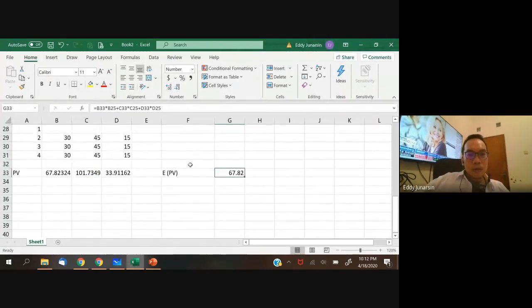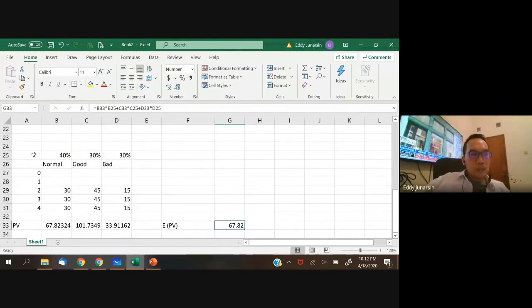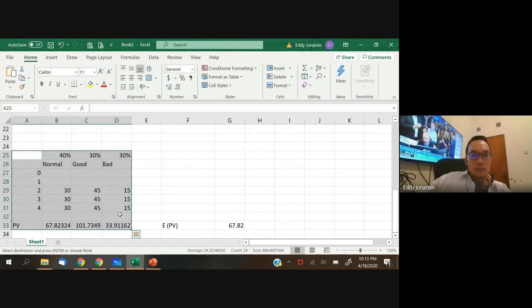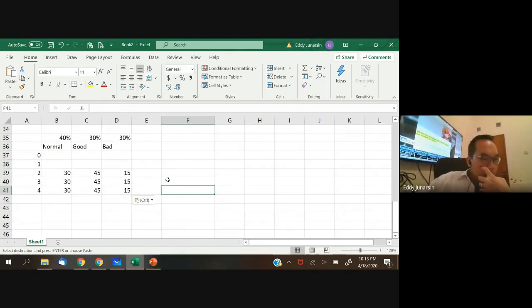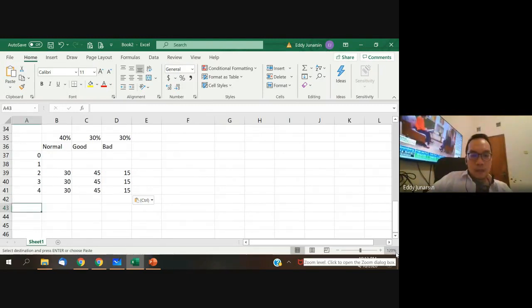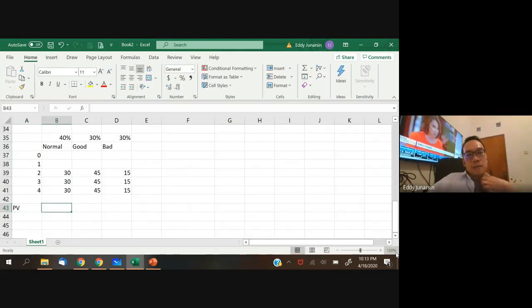Okay, so to estimate the coefficient of variation, we need the expected present value again, and also the variance of the present value. Okay, so we'll copy maybe from here. Okay, so again, the future cash flows for all scenarios are here. And again, we have to estimate the expected present value. So expected present value is derived from the present values of all scenarios.